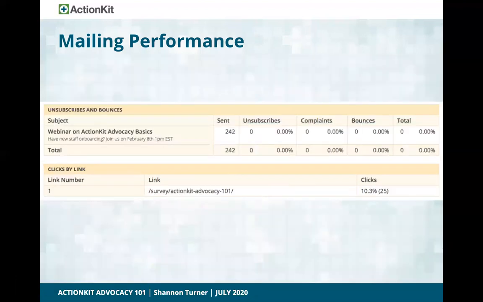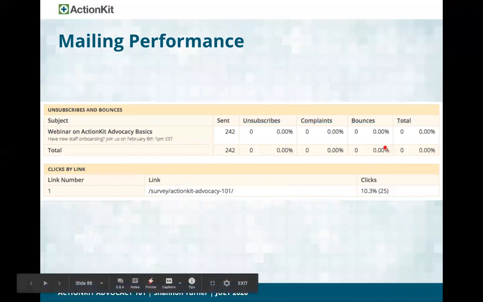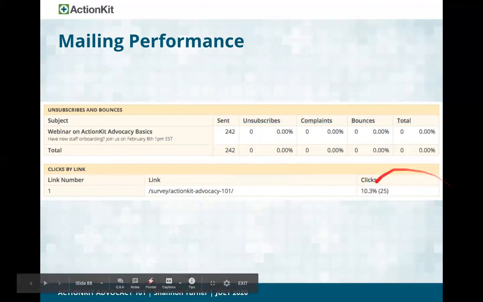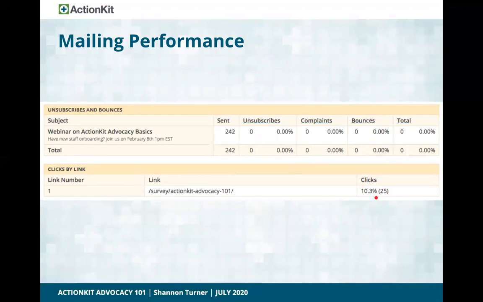Scrolling down a bit on this page, we can see unsubscribes and bounces and spam complaints for this mailing. And since this is a mailing to ActionKit clients, I'm not surprised that 0 people unsubscribed or marked this as spam. So thank you for not doing that. And then we can also see how many clicks each link in our mailing received. I only had one link in this mailing, but it had 25 clicks, so about a 10% click rate to the RSVP page.